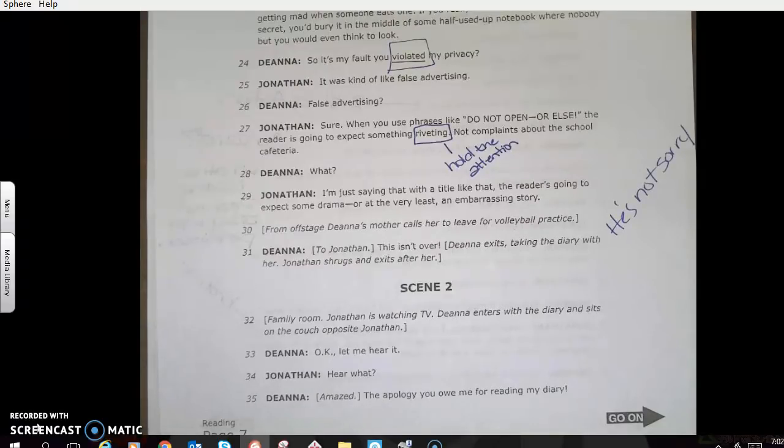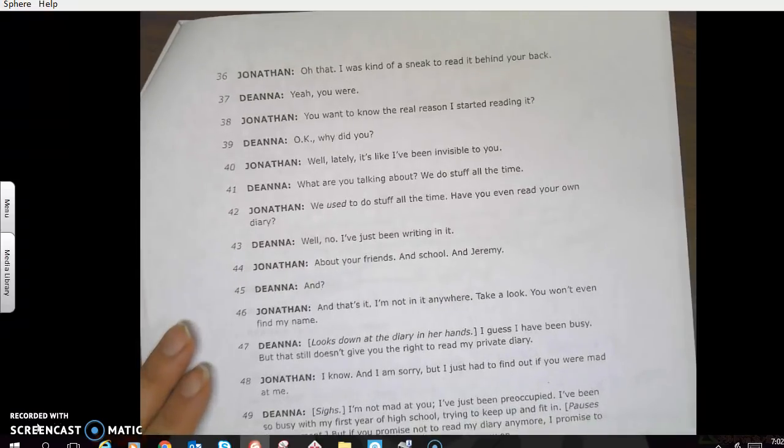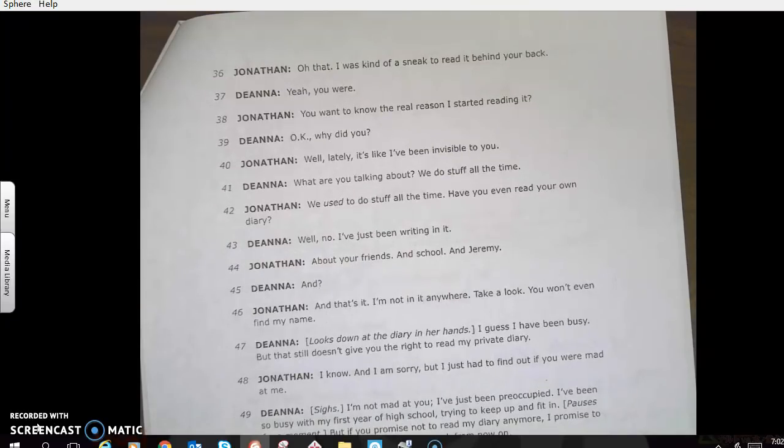This is in the family room, and Jonathan is watching TV. Deanna enters with the diary and sits on the couch opposite Jonathan. Okay, let me hear it. Hear what? Amazed. The apology that you owe me for reading my diary? Duh. Oh, that. I was kind of a sneak to read it behind your back. Yeah, you were. You want to know the real reason I started reading it? Okay, why did you? Well, lately it's like I've been invisible to you. What are you talking about? We do stuff all the time. We used to do stuff all the time. Have you even read your own diary?